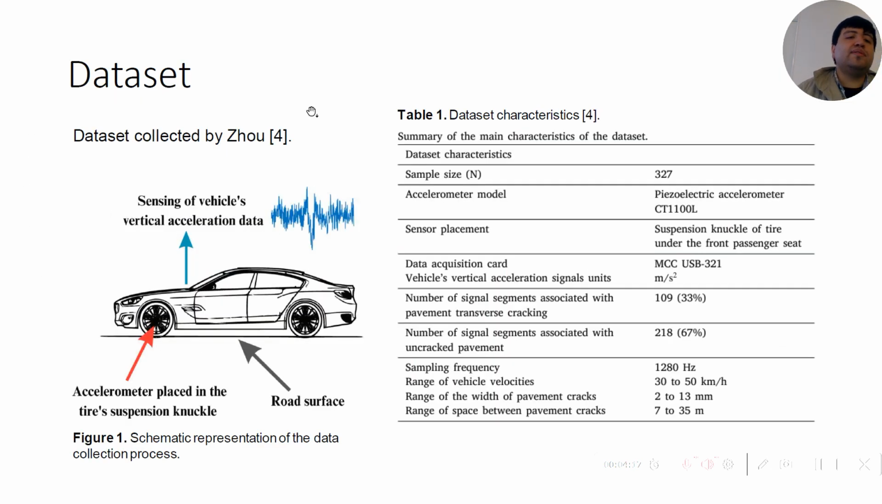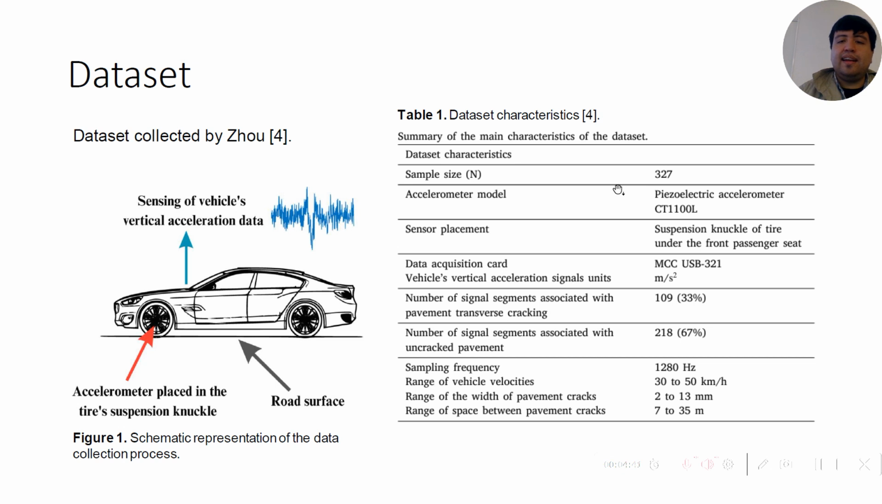In this case, we were using a publicly available data set that was collected by an author named Xu, who is a reference for this presentation. This vehicle vertical acceleration data was collected from one single vehicle, and the accelerometer was placed in the tire suspension knuckle of the vehicle. These are the dataset characteristics.